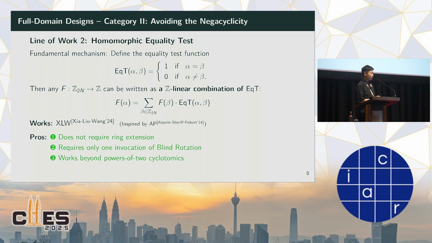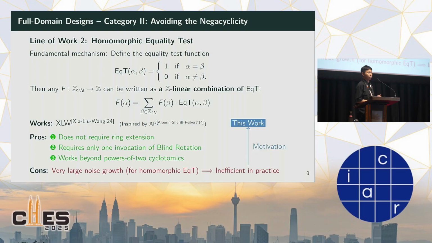There's only one work using this idea, which was inspired by the AP framework. Theoretically, this framework is attractive because it does not require ring extension. It requires only one blind rotation, and it can even work beyond power-of-2 cyclotomics. However, this framework has very large noise growth for homomorphic evaluation of the equality test. This implies that it is quite inefficient in practice. So this is our motivation, to make this framework practically efficient.